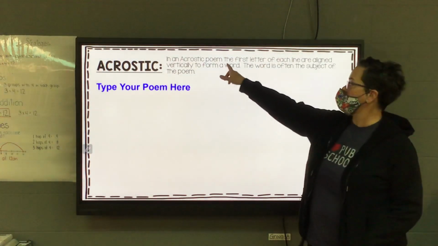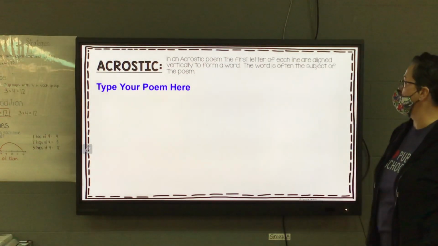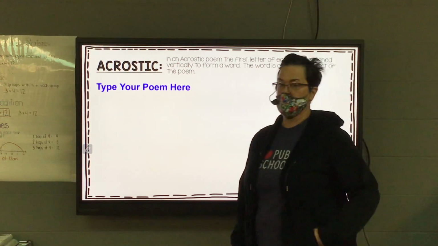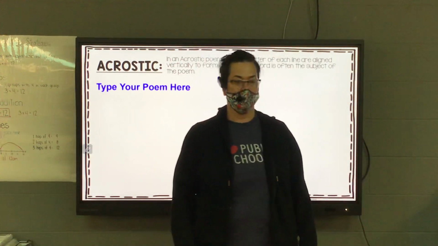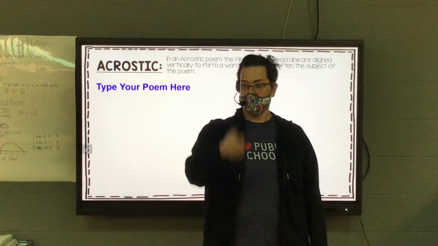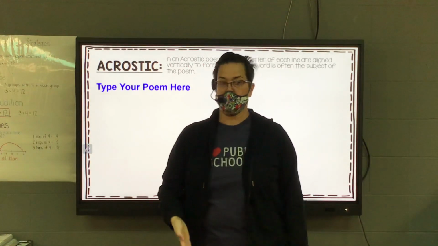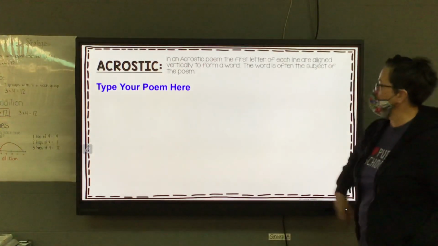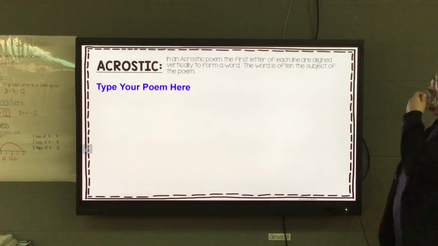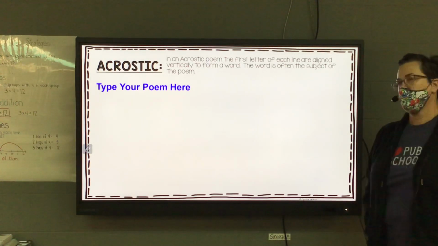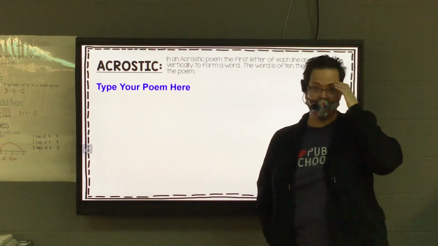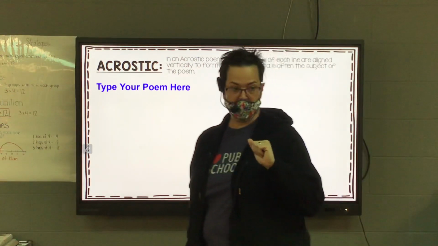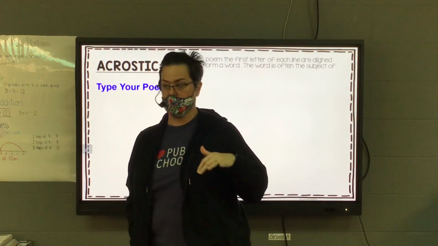So it says, in an acrostic poem, the first letter of each line are aligned vertically. Show me vertically. From top to bottom, right? Up and down. To form a word, the word is often the subject of the poem. So I want you to think, do you have an idea of what your word is going to be? What you're going to write your acrostic poem about?